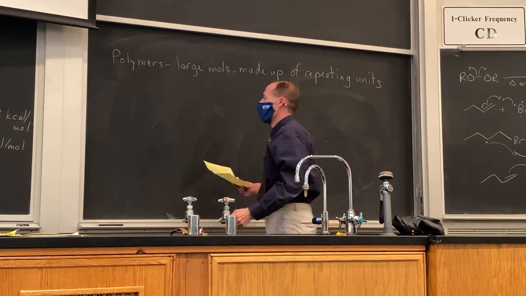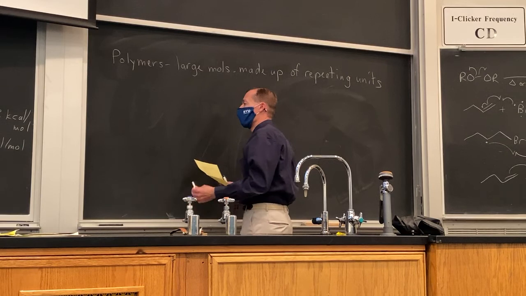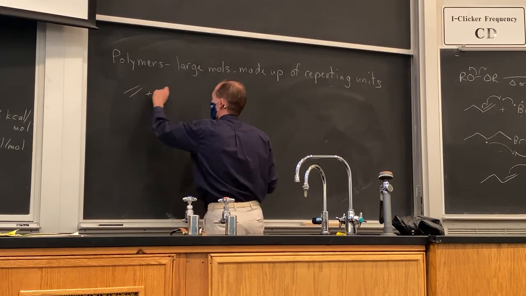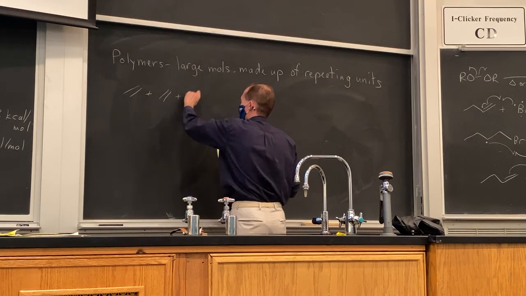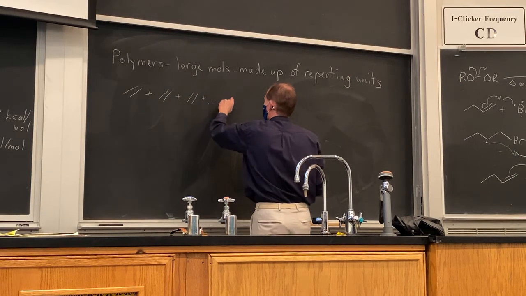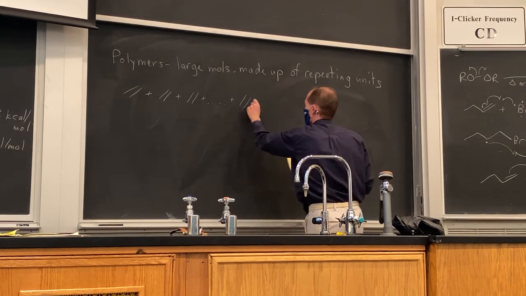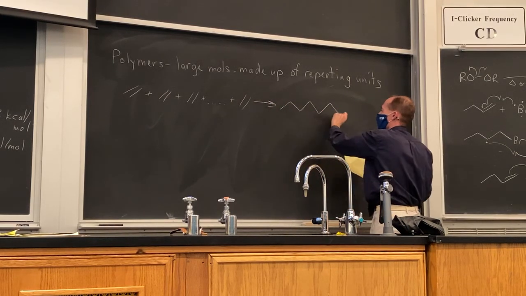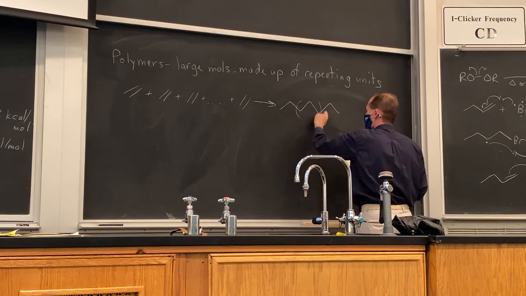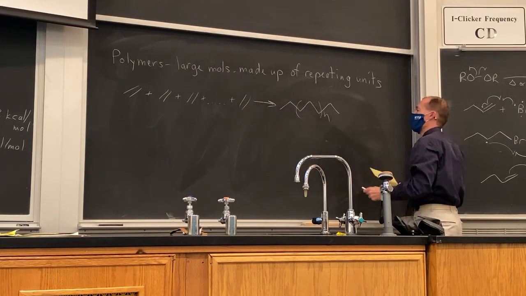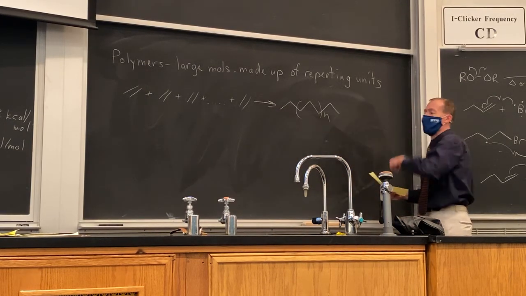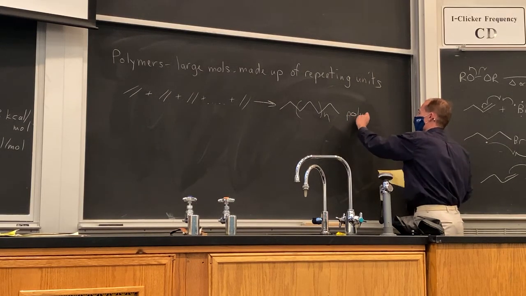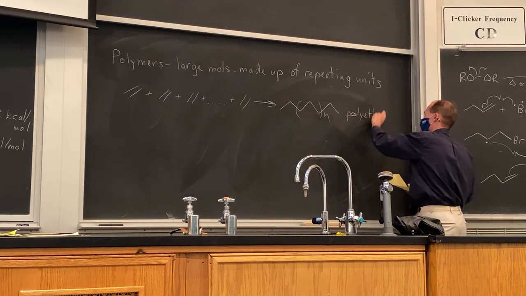So our simplest synthetic polymer is polyethylene. We take a bunch of ethylene molecules, we react them, and they add to each other, and we end up with a long chain. We'll just put an N here in the middle, a very long alkyl chain of all these ethylene molecules added together, and that would be polyethylene.